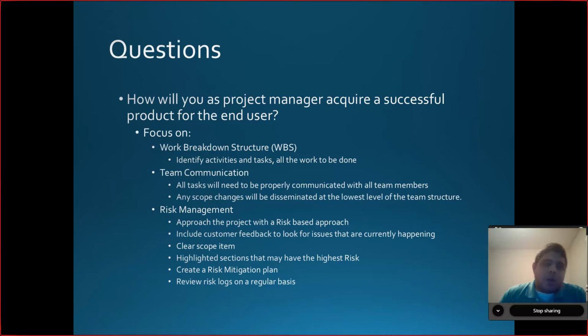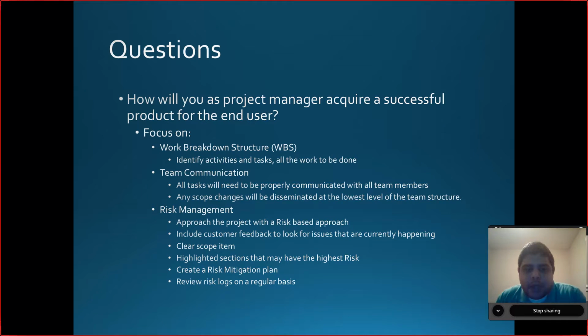Now, for the question on how you as a project manager will acquire a successful product for the end user? Basically, we'll just need to focus on the WBS, the work breakdown structure. We need to make sure that we identify activities and tasks for all the work that needs to be done. Implement team communications to ensure that all tasks are properly communicated between the teams. Any scope changes that are coming from the key stakeholders will need to be disseminated to the lowest level of the team structure, just to make sure that everybody has the same information.